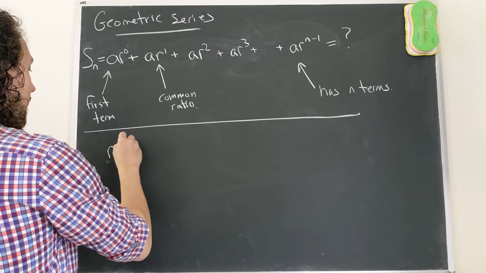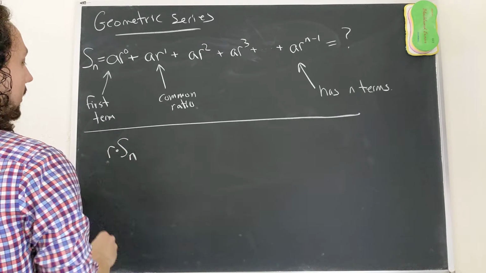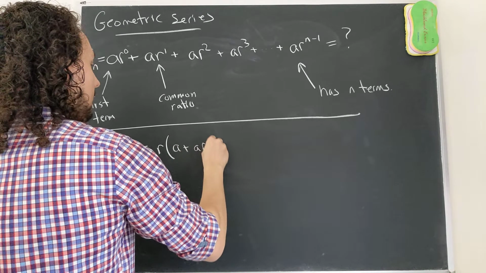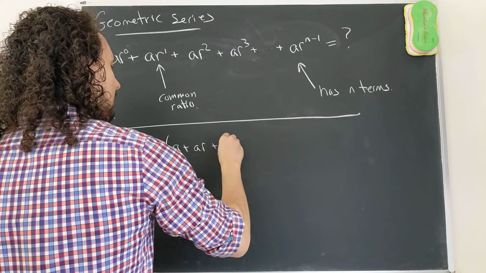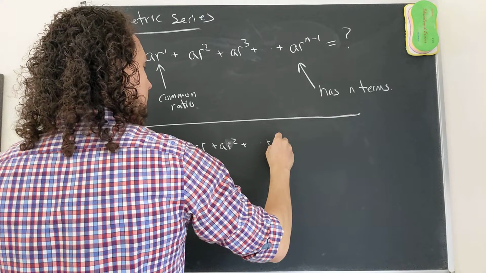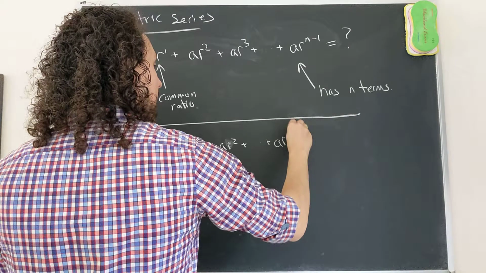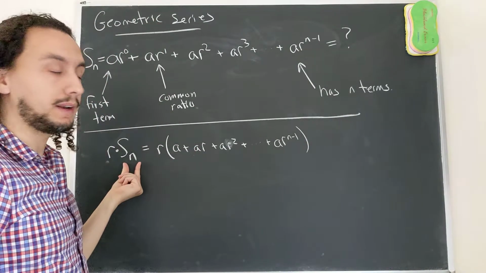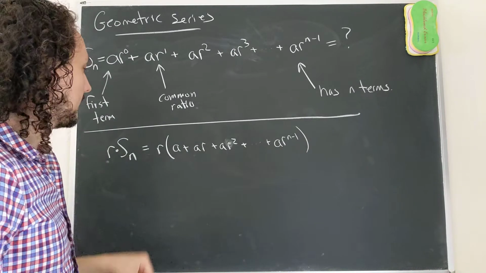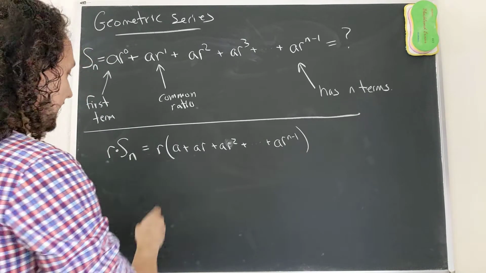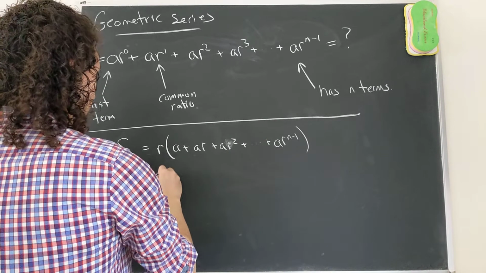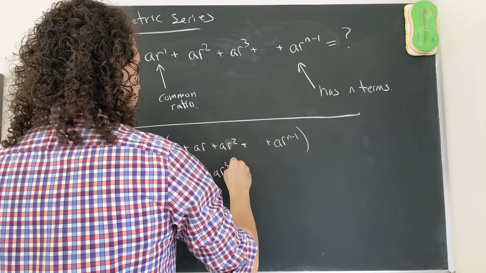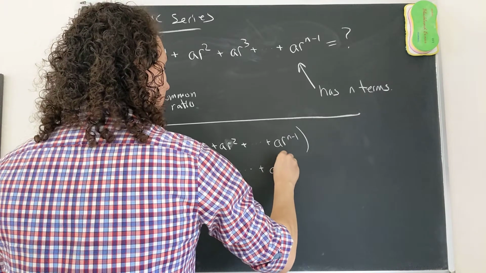If I take S sub n and I multiply it by R, that's going to equal R times A plus AR plus AR squared plus AR to the n minus 1. So I'm just saying, what if I multiply the entire sum, whatever it is, S sub n? The entire sum, what if I multiply it by r? Well, I can distribute it through and I get AR plus AR squared plus AR cubed all the way up to AR to the n.